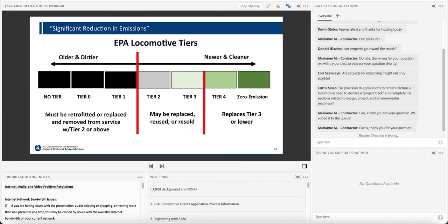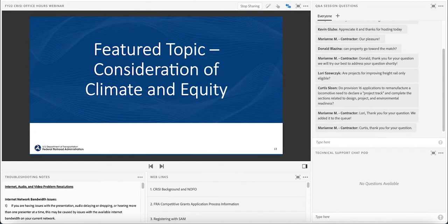But the main thing to take away from this is that this particular provision in this program gives you the opportunity to get a nice match in federal funding for replacing locomotives and removing some of these oldest, dirtiest locomotives out of service. And this kind of fits in with the next thing we're going to talk about in just a minute. So why don't we move on to the next slide and look at that too.